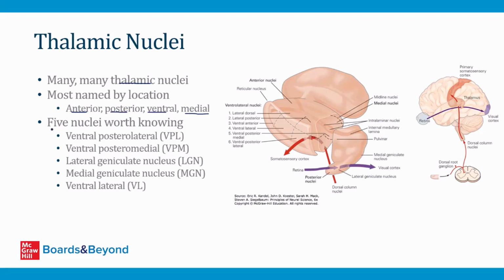5 that I think are worth knowing at the med student level are the 5 that I've listed on the slide here. Those include the ventral posterior lateral and the ventral posterior medial, also the lateral geniculate nucleus and the medial geniculate nucleus, and finally the ventral lateral nucleus. And in case you're wondering, the word geniculate means shaped like a knee, and so the medial and lateral geniculate nuclei are named because they have a shape that looks like they're bent like a knee.